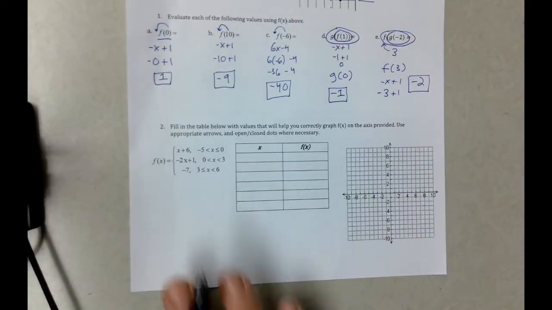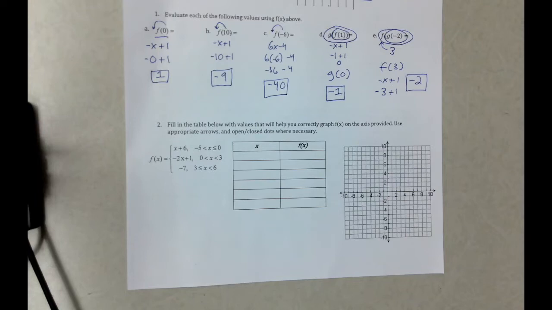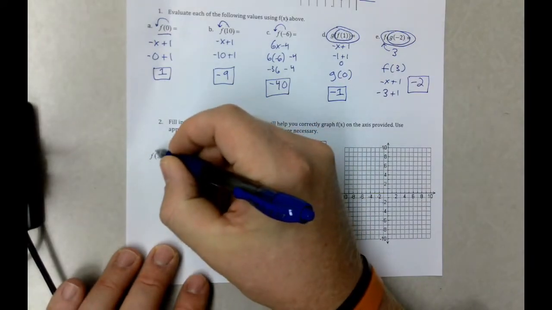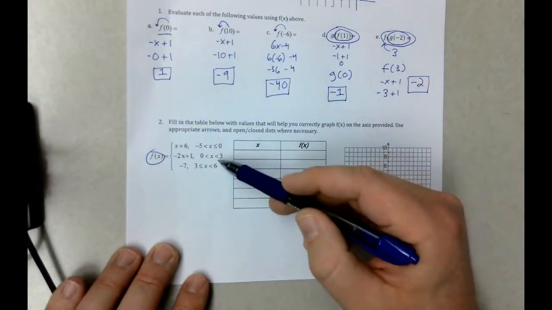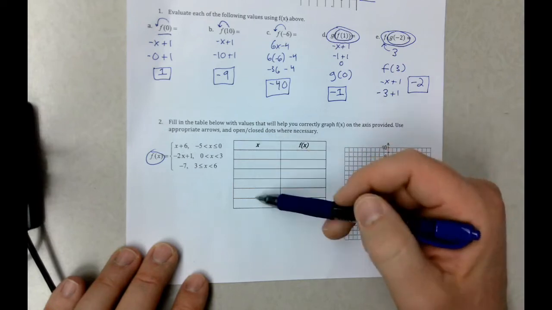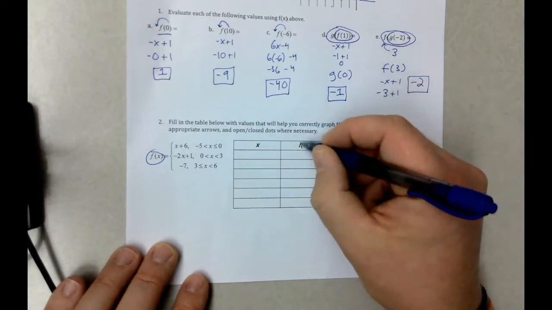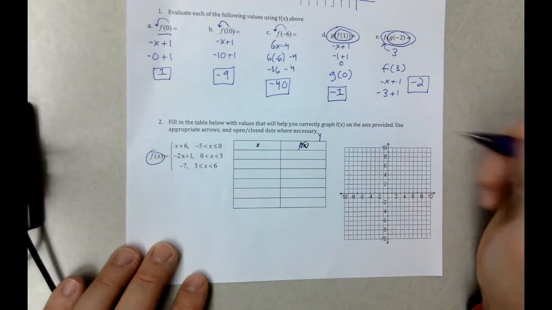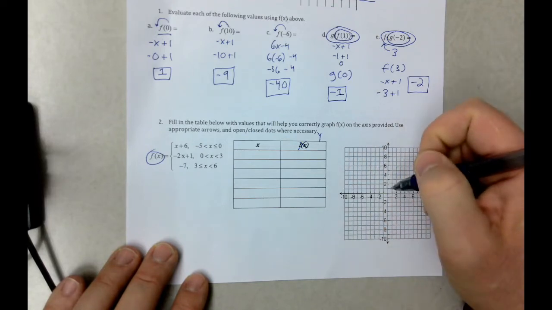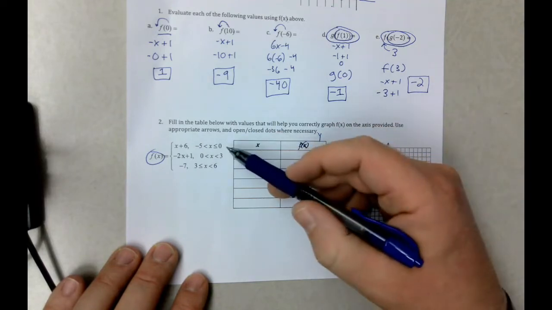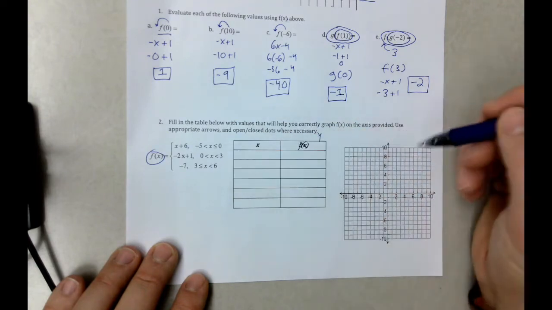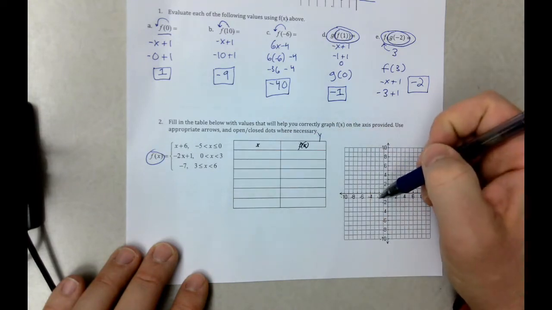There we go. All right, we are supposed to fill in the table with values below that will help us correctly graph our piecewise function. Use the appropriate arrows and open and closed dots where necessary. So we are basically taking our 3-segment piecewise function, plugging in x values, finding the y values. F of x technically just means y. And then we're going to graph 3 different segments in our coordinate plane. We have 3 different equations, 3 different domains. We're going to have 3 different graphs over here on the coordinate plane.